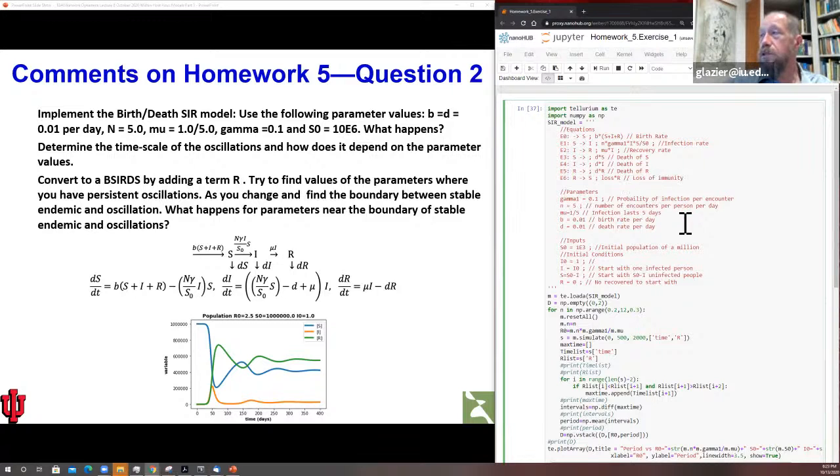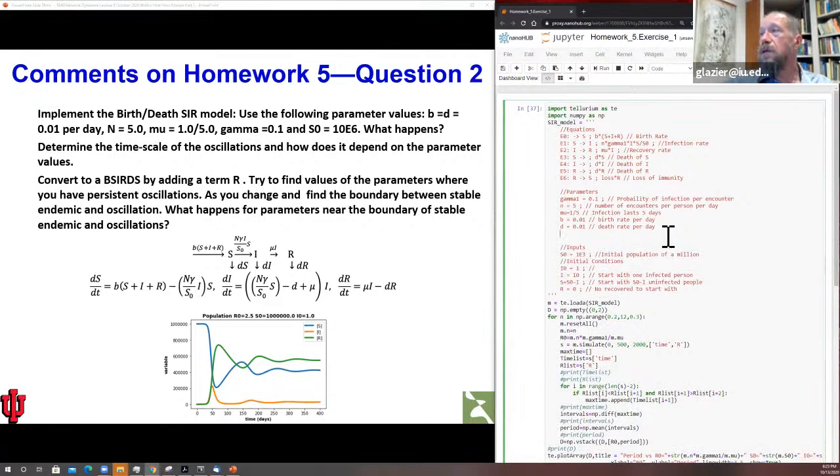And a lot of people did this just fine. Loss max would be a key reserved word, so let me call it loss one. Make sure I don't write something wrong. And that should take a long time, at least 100 days, if not more. So this was now that BSIRDS model. So let's see what happens when we run that.